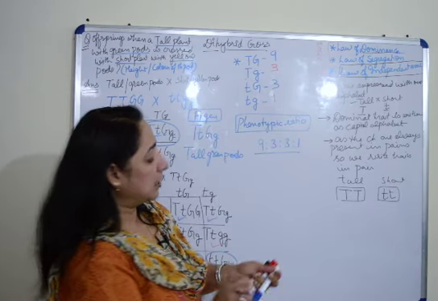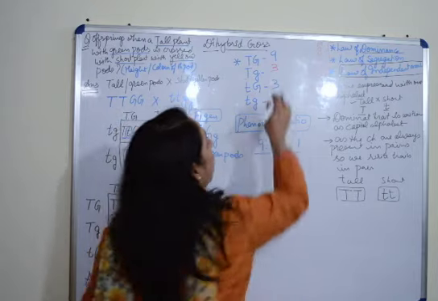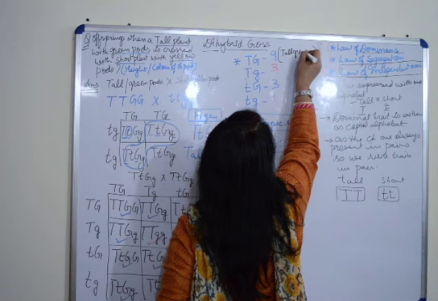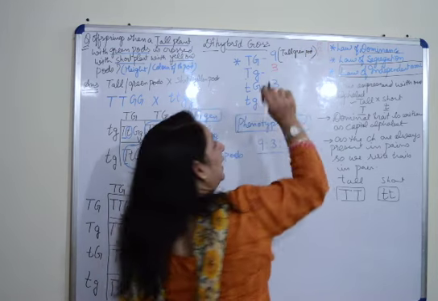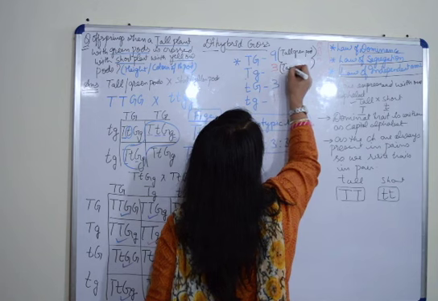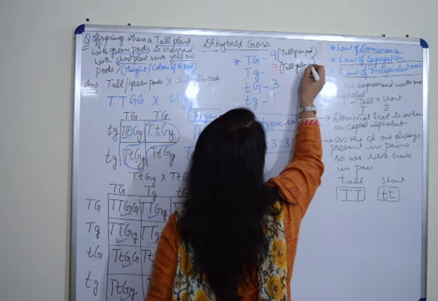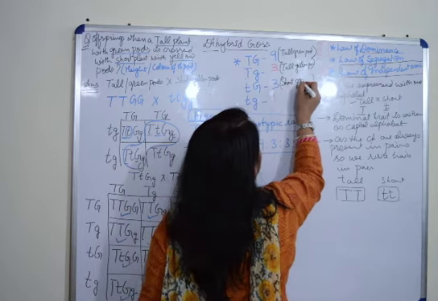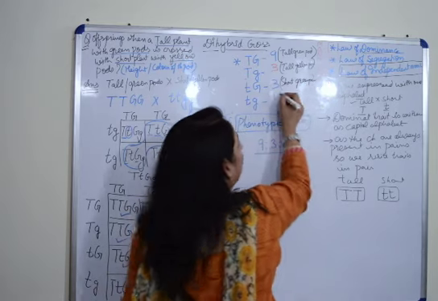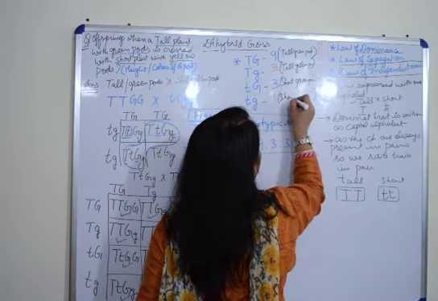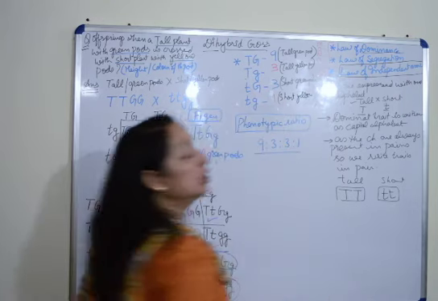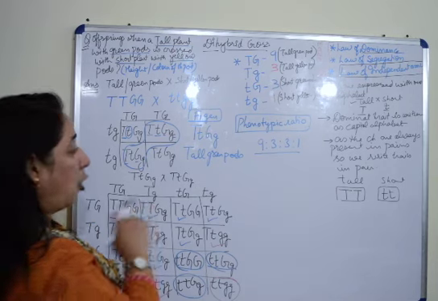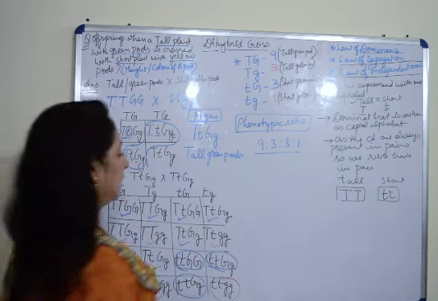Again, you must understand कि what are nines? Nine are the plants which are tall with green pods. What are 3? 3 are the plants here which are tall with yellow pods. What are 3 again? 3 are the plants which are short with green pods. What is 1? 1 is the plant, both recessive, that is short with yellow pods. So this is the result which we get in a dihybrid cross. All the things remain the same, nothing to be added, nothing to be deleted.